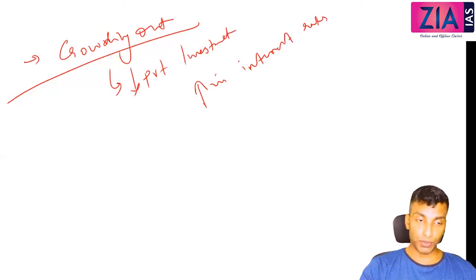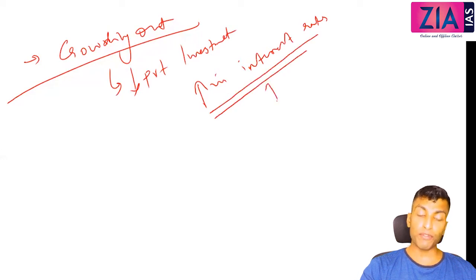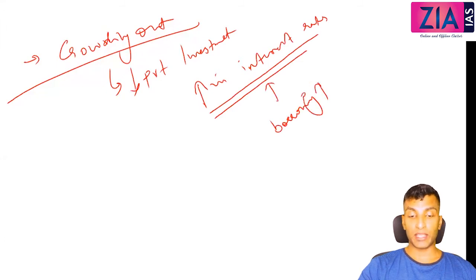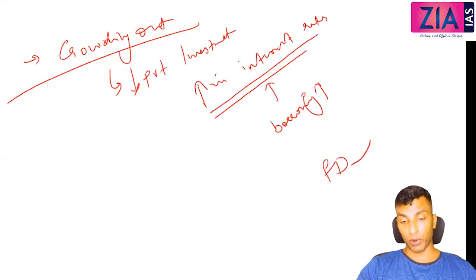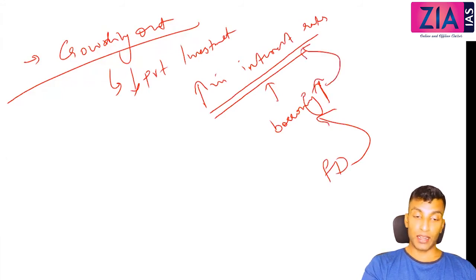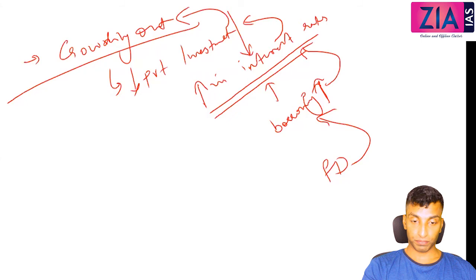So I hope you understood why the interest rate is increasing. Interest rate is increasing because of excessive borrowing. Fiscal deficit means borrowing. Borrowing increase means interest rates will increase, which means private investment will decrease. That is crowding out.